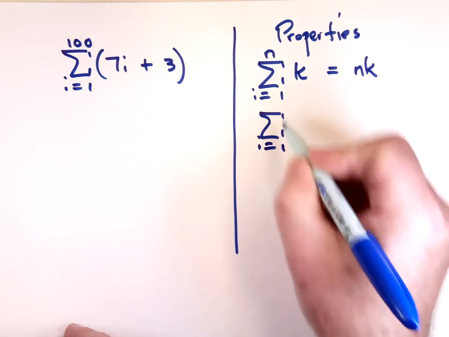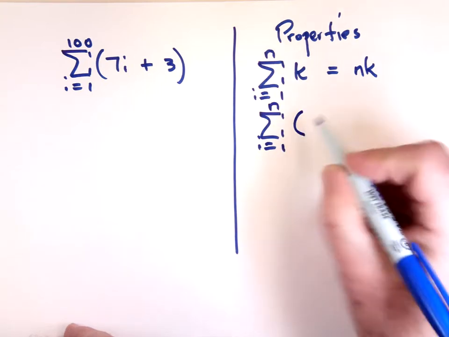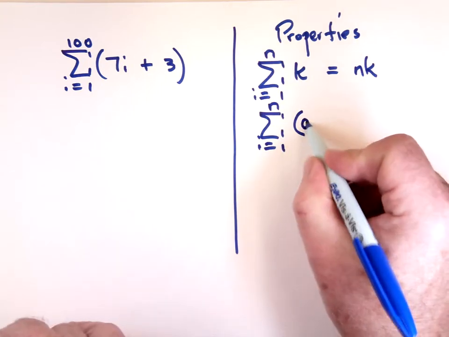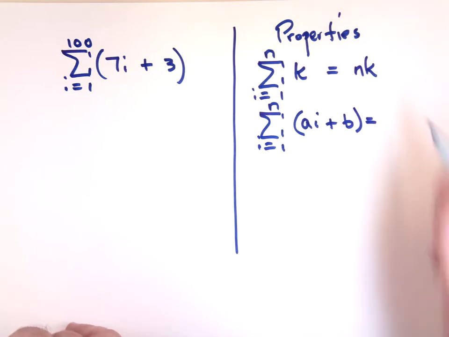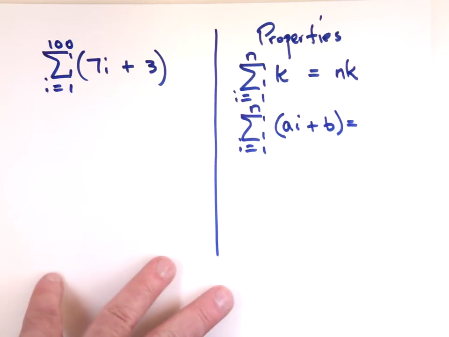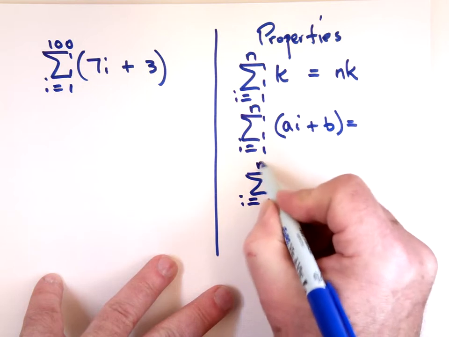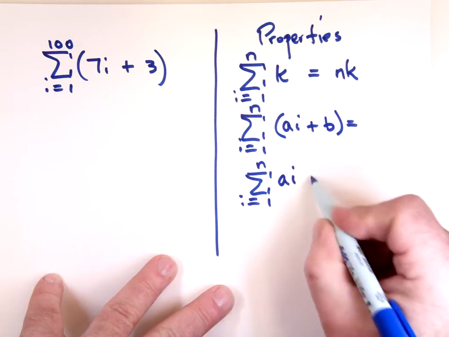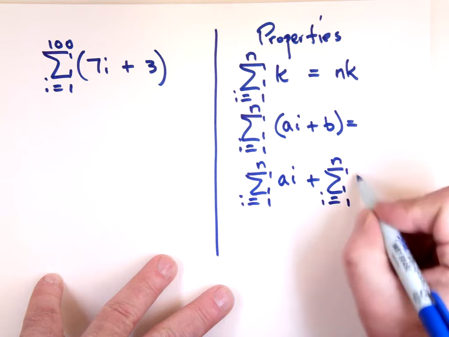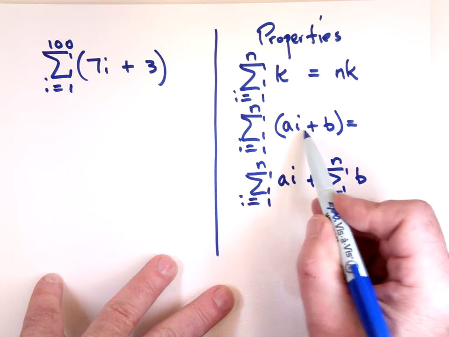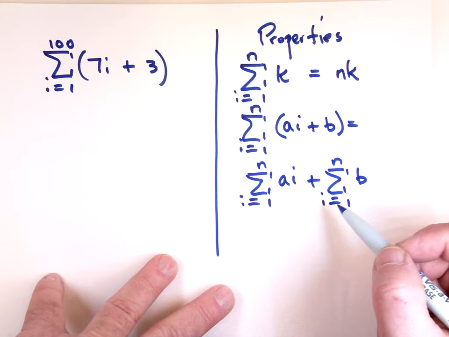If you have a sum, let's say a_i plus b_i, we can break this up into the sum of a_i plus the sum of b_i. The sum of a sum is the sum of the sums. Okay? Does that make sense? That's one of my favorites.